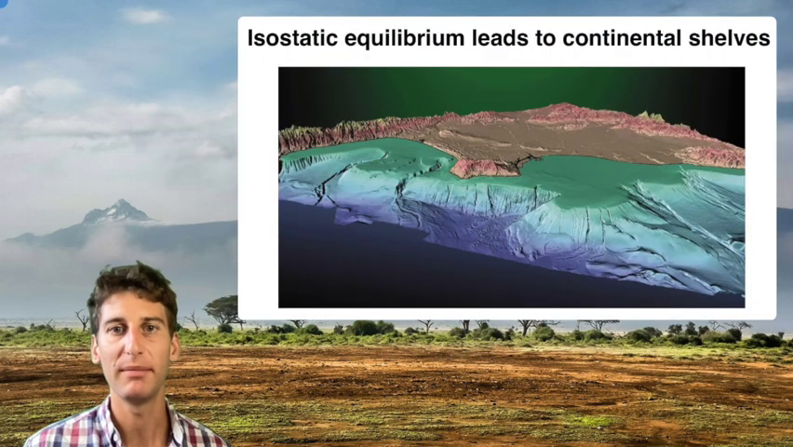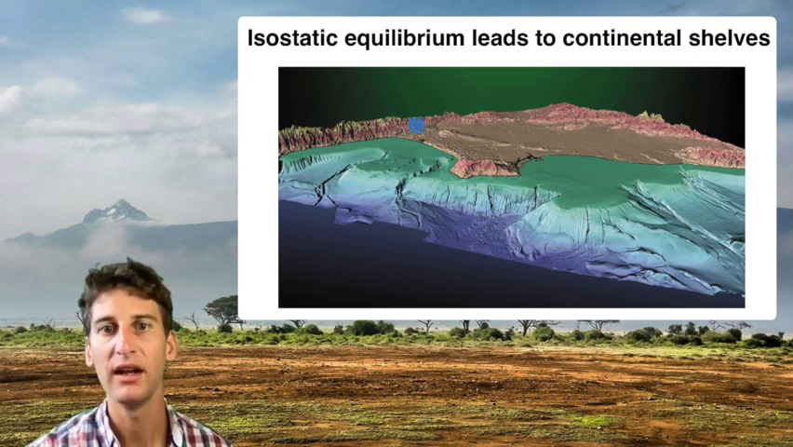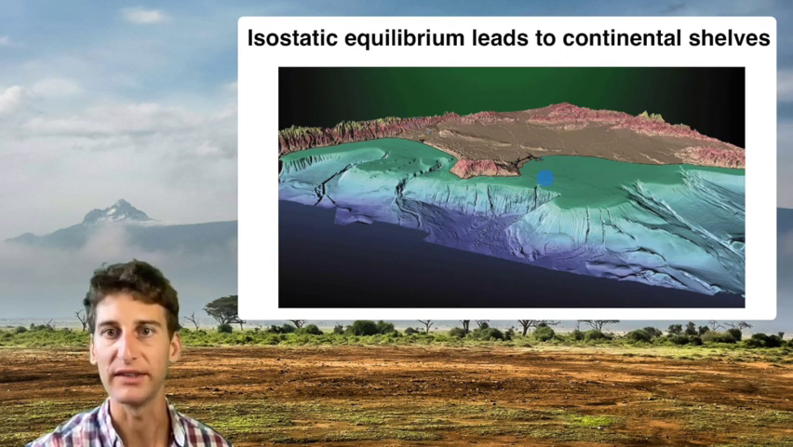So here's an example of how this isostatic equilibrium process leads to continental shelves. This is the Los Angeles Basin here, and so there are ranges of mountains in the north that are rapidly eroding, and the sediment from those mountains is piling up in shelf areas like this, sort of south of the Los Angeles area.